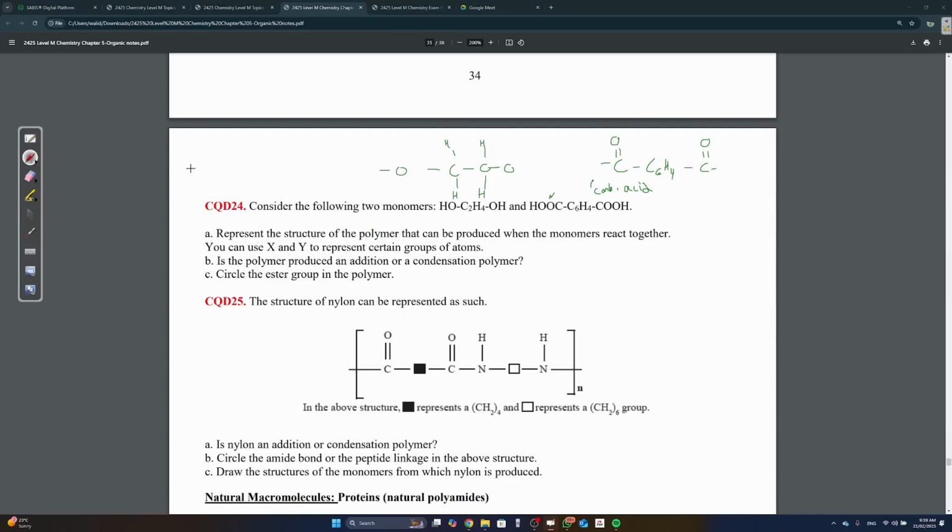Anyway, okay. So let me just copy this all here. C double bond O, C6H4, C double bond O. Okay, and that's pretty much it. And extend the bond.